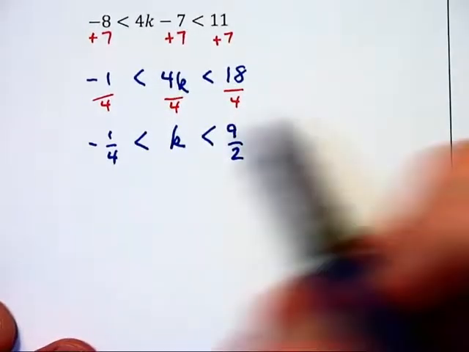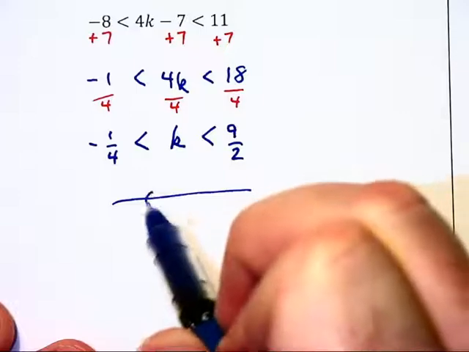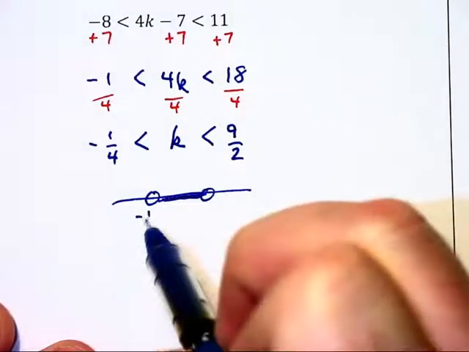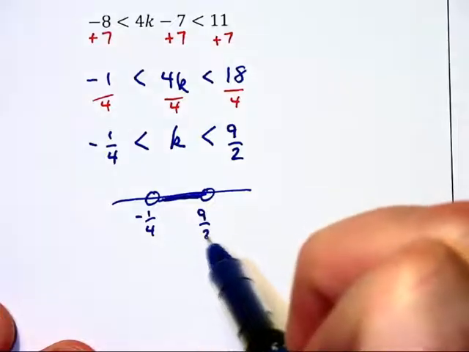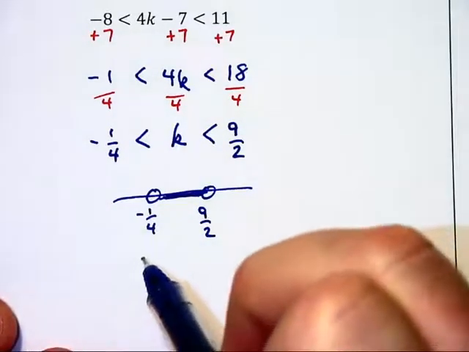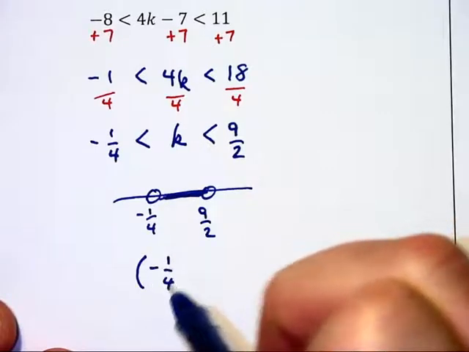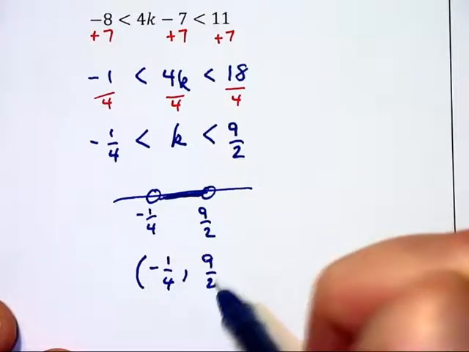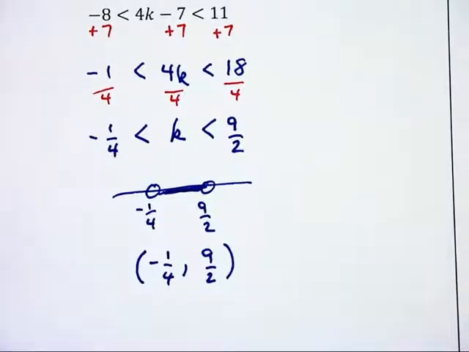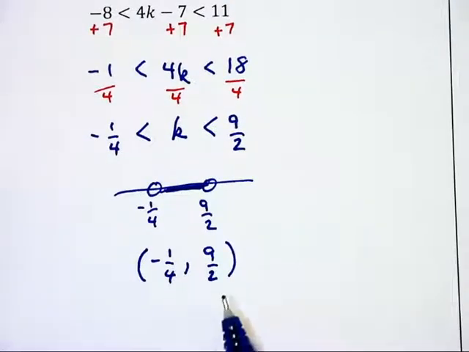If I were to graph this on a number line, we would have an open circle at those two values with the shading between the two numbers. And in interval notation, this will be the set of numbers from negative 1/4 to 9/2, not including either of those endpoints, as we denote by using the parentheses instead of the brackets.